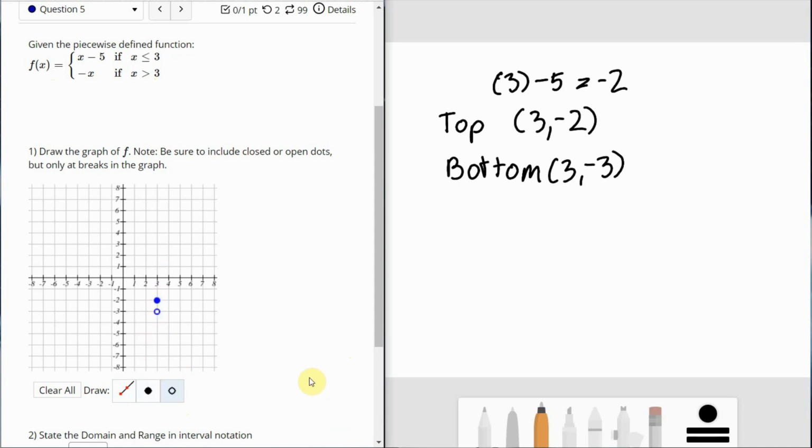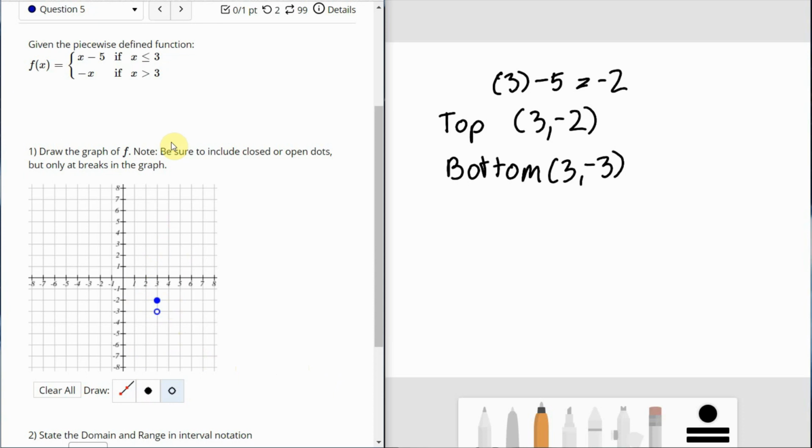Because this is a function and must pass the vertical line test, I cannot have 2 solid circles in a vertical line with each other. If you have 2 solid circles in a vertical line with each other, you will need to double check the domain restrictions of your function.